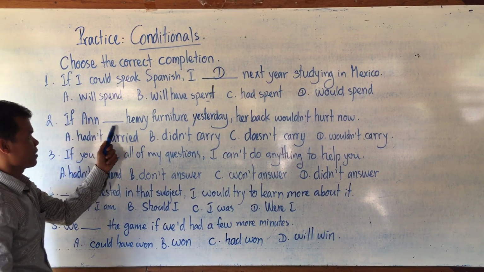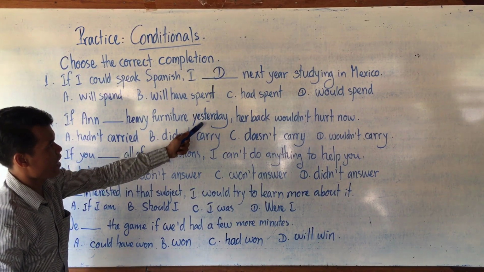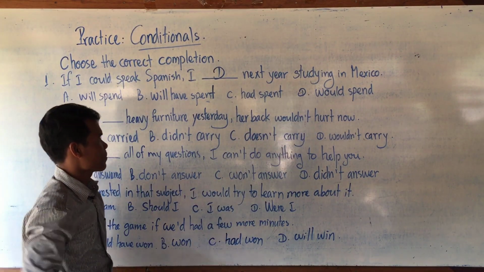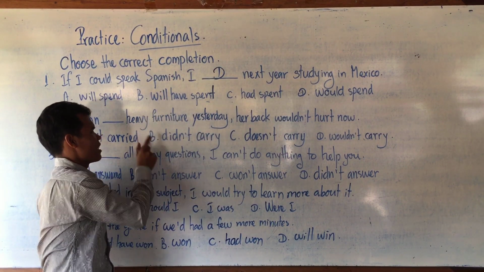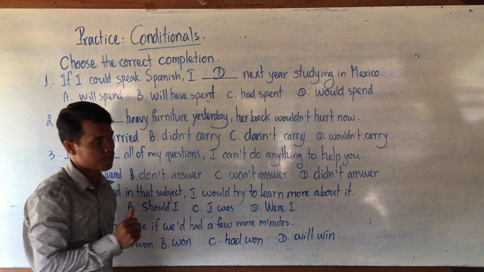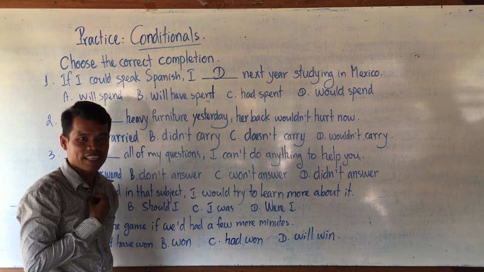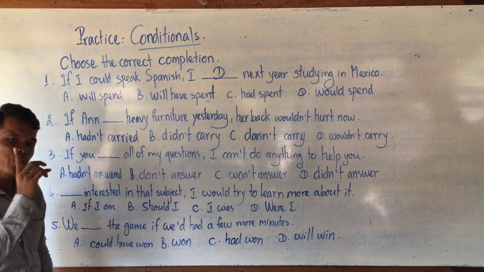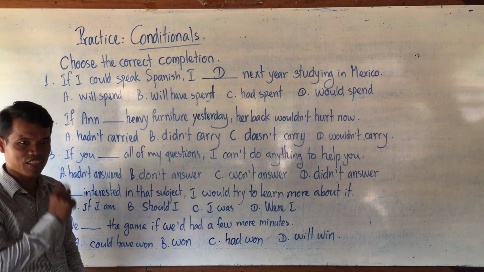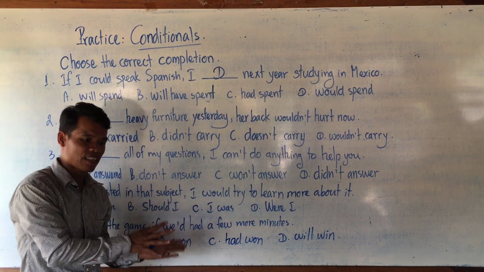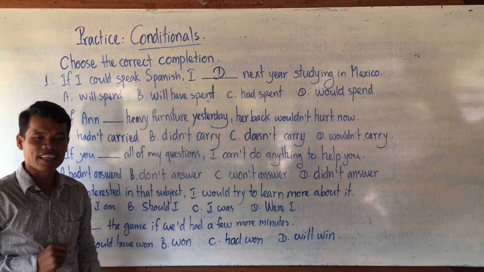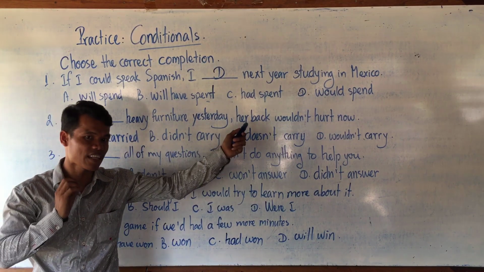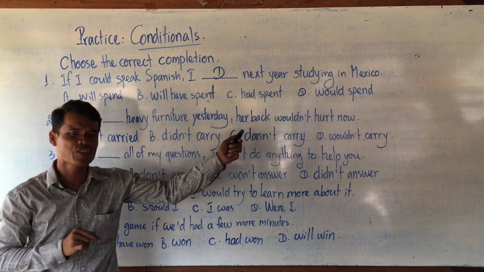Number 2. If Anne carried heavy furniture yesterday, her back won't hurt now. Now her back hurts. Because of what? Yesterday she carried heavy furniture. Yesterday already? Yes, already. How about now? Now her back hurts. You remember one type of conditional? What is it? It happened in the past and the result is now. When it happened in the past, you remember that the conditional is in the past. How about the result now? Something which is contrary to fact. What is it?